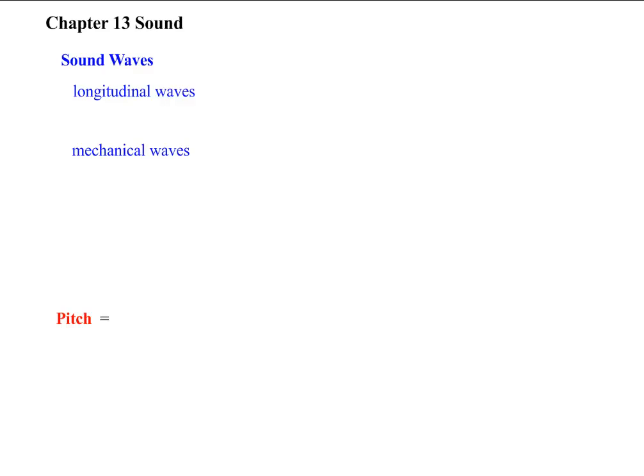Chapter 13, we're going to take a look at sound. Sound waves, first of all, are longitudinal waves. They're produced by vibrations that compress and rarefy the air, squish it together, or spread the particles out in the medium through which it's traveling.